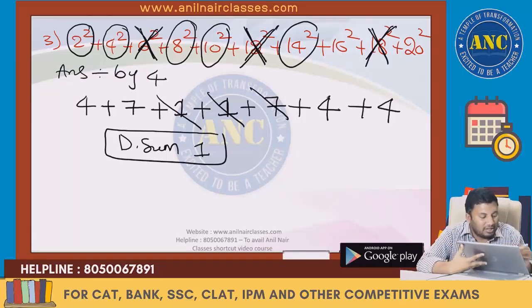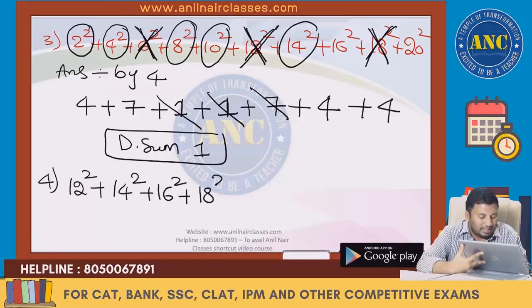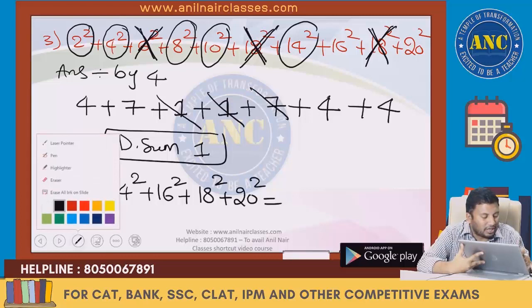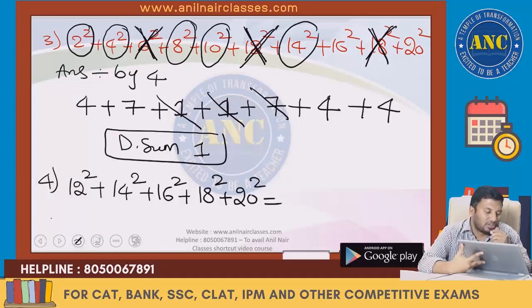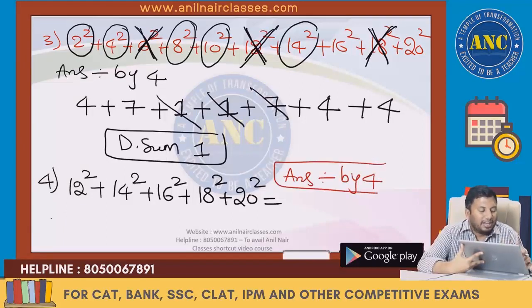This is extremely useful in this kind of questions, where generally people will tell you to add from 1 to 11 and subtract it. That is not at all required. 12 square plus 14 square plus 16 square plus 18 square plus 20 square, right? So the answer should be divisible by 4 because all are even. Even square is divisible by 4.